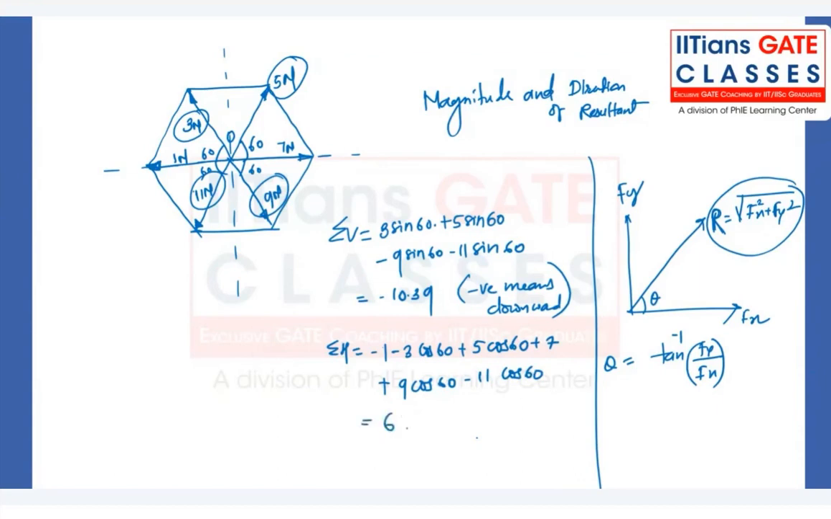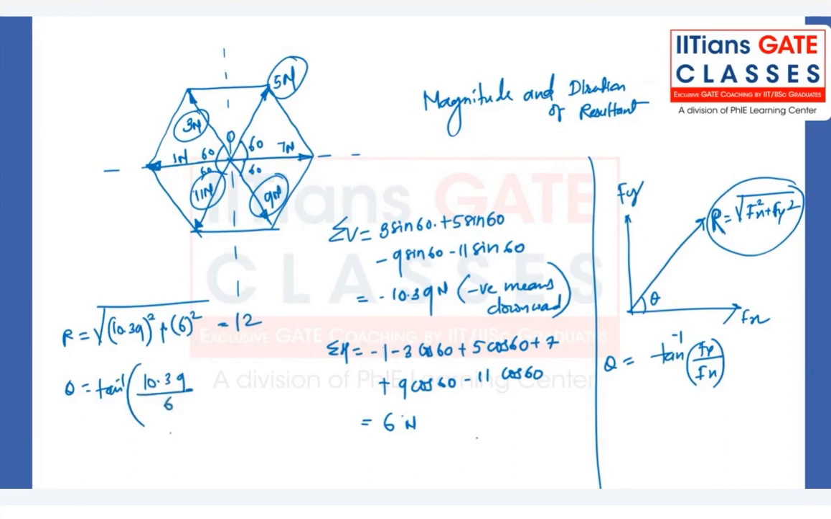Okay, and the resultant will be under root of 10.39 square plus 6 square, which is 12. Okay, and theta will be tan inverse of 10.39 by 6. You should get 60 degrees. So it's something like this.